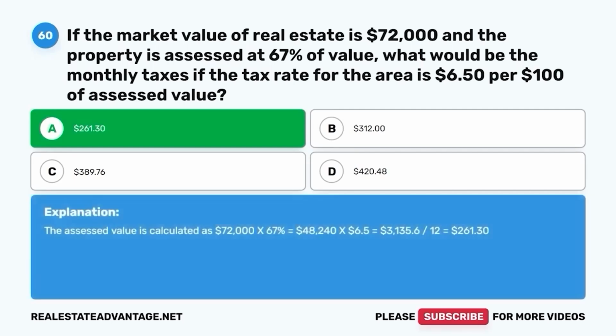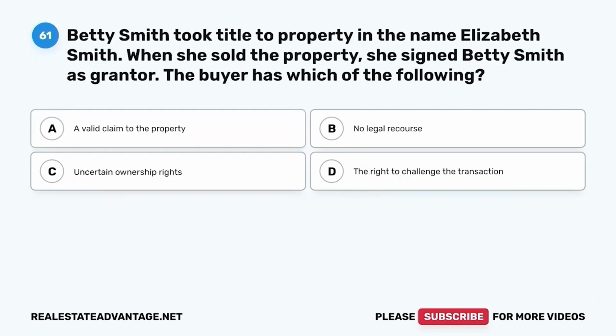$261.30. The assessed value is calculated as $72,000 times 67% equals $48,240. $48,240 times $6.5 equals $3,135.6. $3,135.6 divided by 12 equals $261.30. Question 61. Betty Smith took title to property in the name Elizabeth Smith.